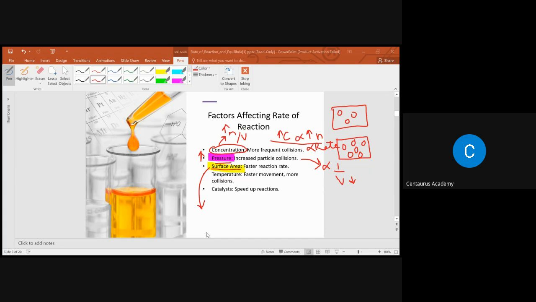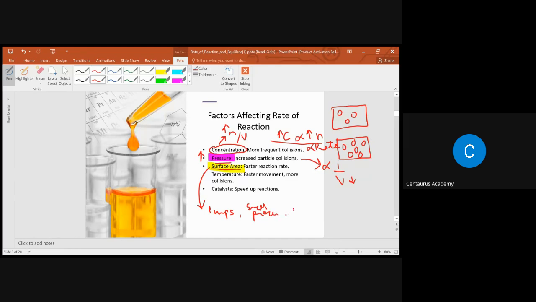So, for instance, if you have marble chips, that is limestone, in chemical terms you can say it is calcium carbonate, CaCO3. You can have it in different forms. For instance, you have it in bigger lumps, and in other ways you can have smaller chunks or small pieces of it. And you also have powdered form.